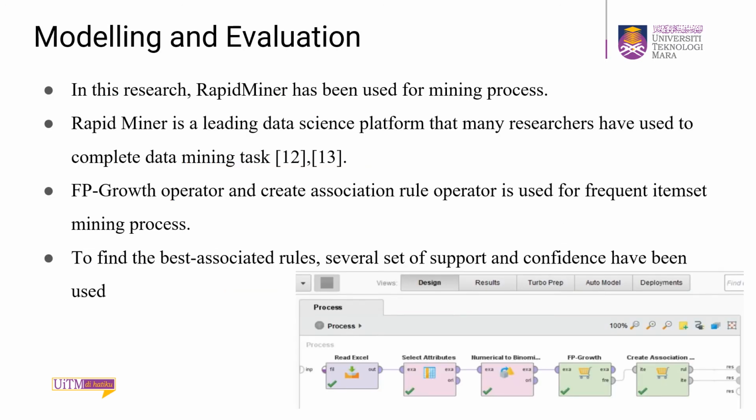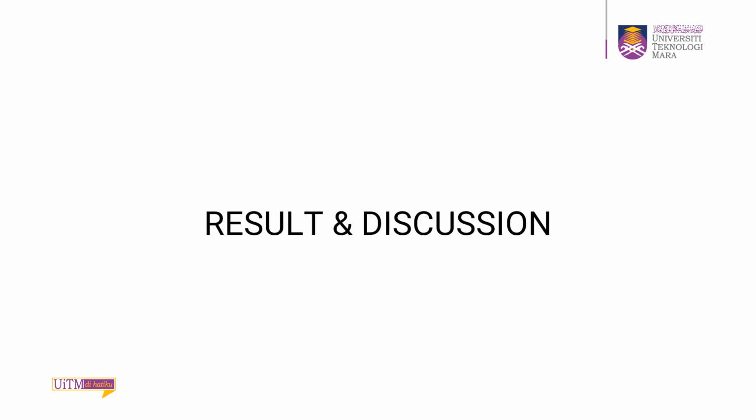So the next phase is modeling and evaluation. We combine it together. We use RapidMiner for the data mining process, and then we use the FP-Growth operator and also the Create Association Rules operator for association rule mining. Next, I'm going to discuss the results that have been obtained from this experiment.